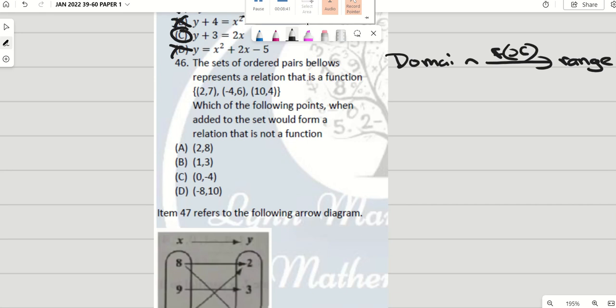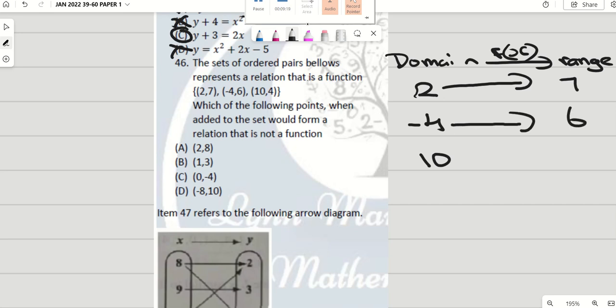let's read the second part. Which of the following points, when added to the set, would form a relation that is not a function? So basically, your domain must only appear once. So let's say if this is 1, 2, 3, 4, you must only get one answer. Let's say in this case, your domain is 2, -4, 10. And when you apply 2 to the function, you're getting 7. If you apply -4 to the function, you're getting 6. If you apply 10 to the function, you'll get 4.